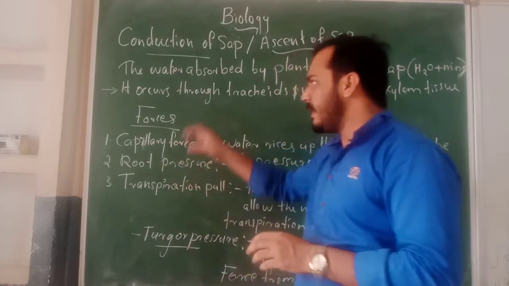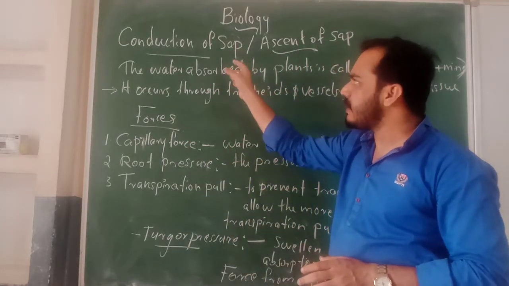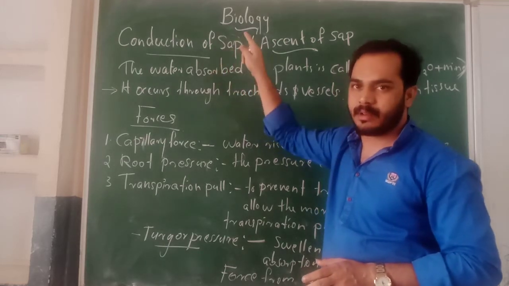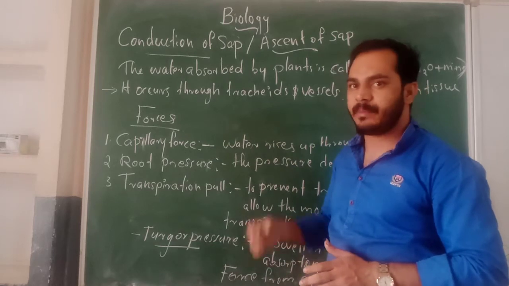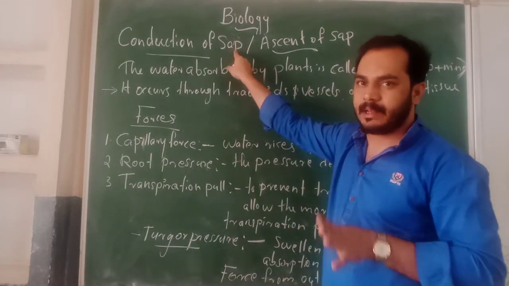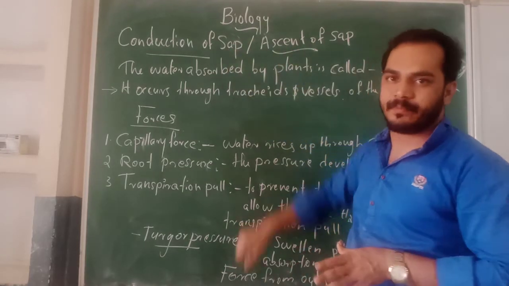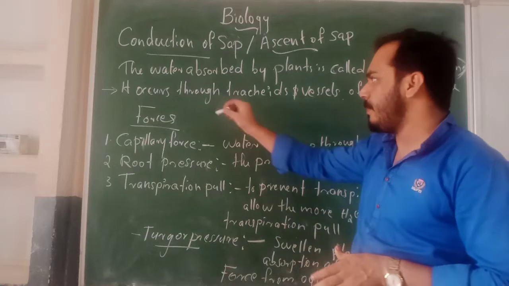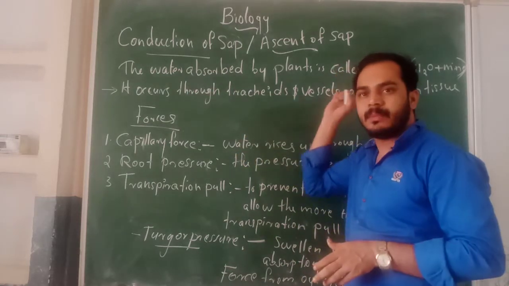Okay, so that is given in the first paragraph. Here we only discuss the conduction of sap. Conduction means transporting materials. Which type of materials? Sap, that means water and minerals. One more name is the ascent of sap. It occurs through the tracheids and vessels of the xylem tissue.